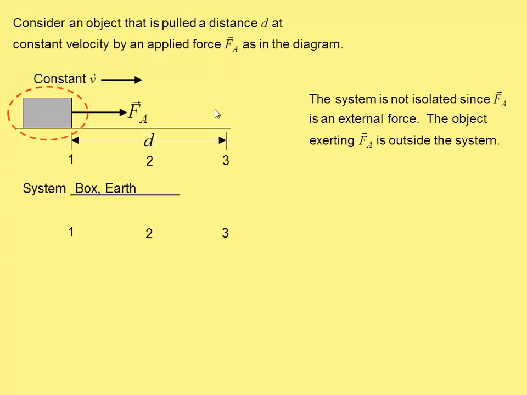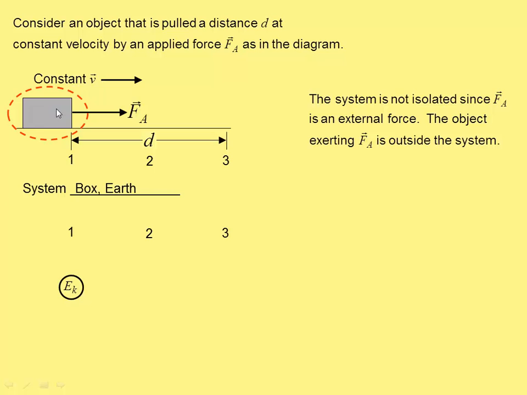Let's take a look at this from a pie chart standpoint. And for a pie chart, I'm going to look at 3 different places: when it first starts, somewhere in the middle, and then at the end. Now, not before it starts and after it ends, but while it's moving at a constant velocity. So pie 1, there's pie 1, is going to be filled with kinetic energy because it's moving. It's moving at a constant velocity.